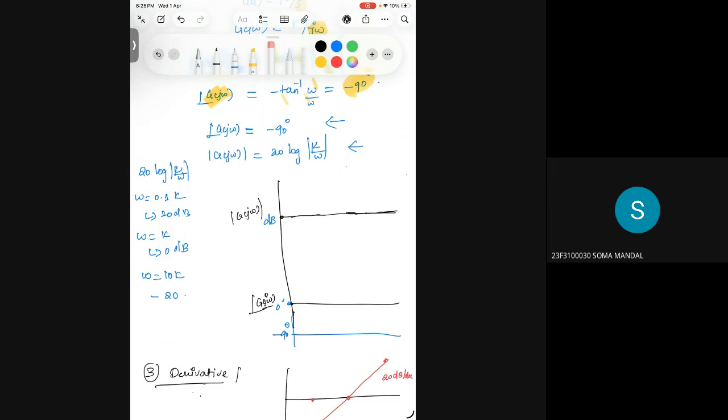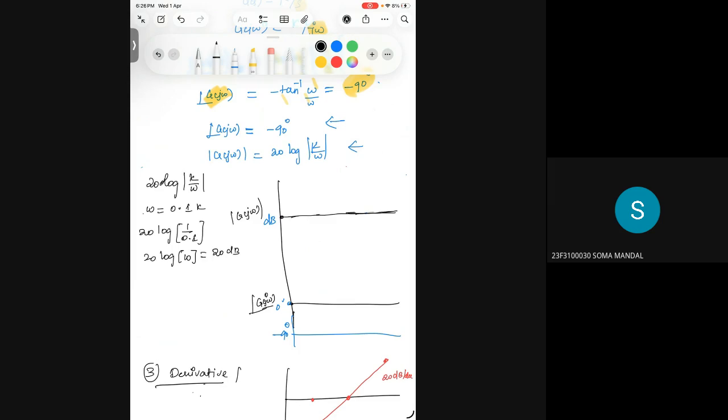When I substitute, my magnitude is 20 log of K by omega. If I substitute omega equal to 0.1 K, it becomes 20 log of K by 0.1 K, which is 1 by 0.1. It is 20 log of 10. What is 20 log of 10? Log 10 is equal to 1, so it will become 20 decibels.